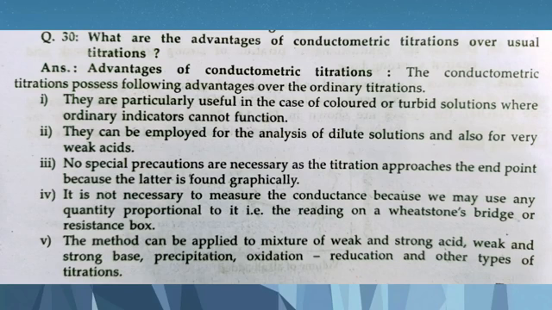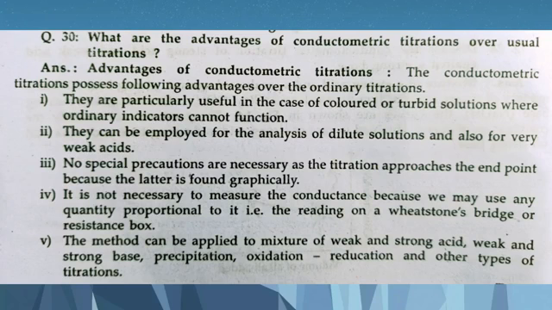So these are the following advantages. Number 1, they are particularly useful in the case of colored or turbid solutions where ordinary indicators cannot function. What happens in a colored or turbid solution? We can't use the coloring indicators, so at that time conductometric titration is very much useful.